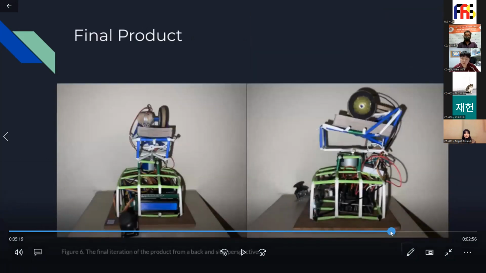On the right, you'll have a clip of the product as a demonstration.